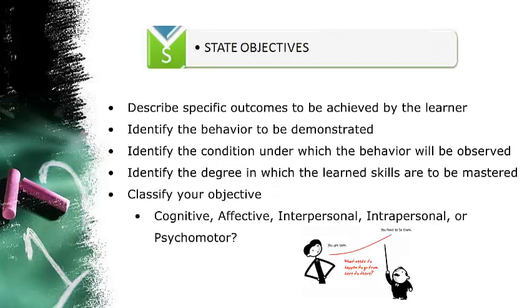The next phase is to state the instructional goals or objectives. Any good instructional design requires goals or objectives. Stating these goals gives the instructor guidance as to what the learners need to accomplish after the learning occurs. It is important to identify the behavior to be demonstrated, the condition under which the behavior will be observed, the degree to which the learned skills are to be mastered, and it is important to classify your objective.